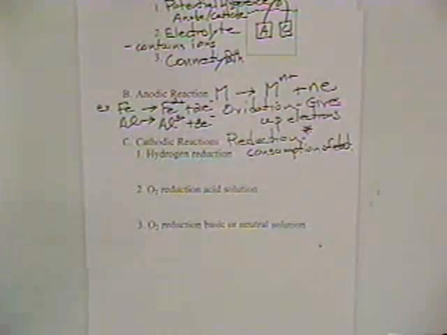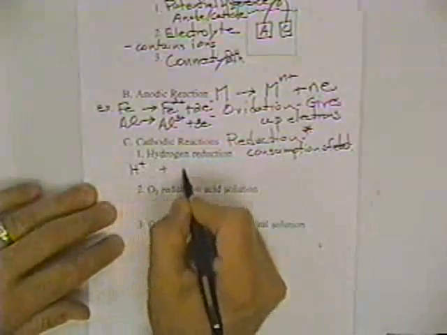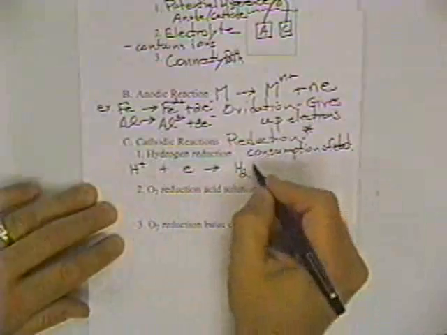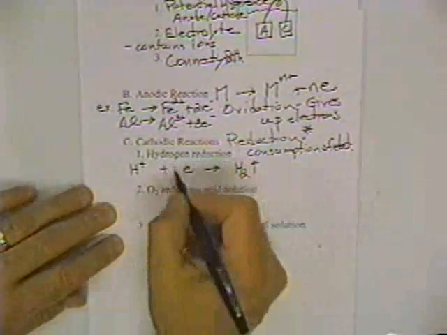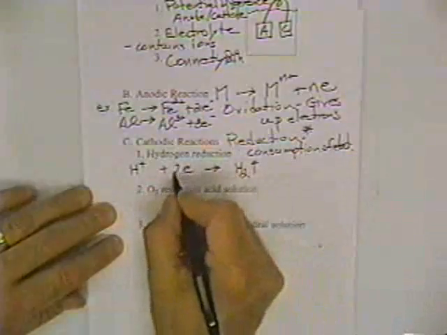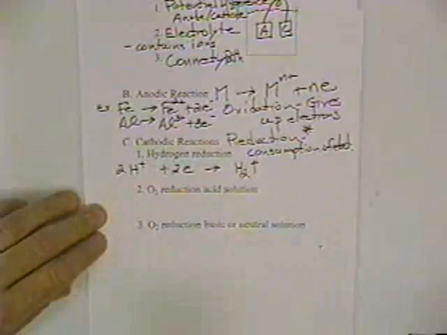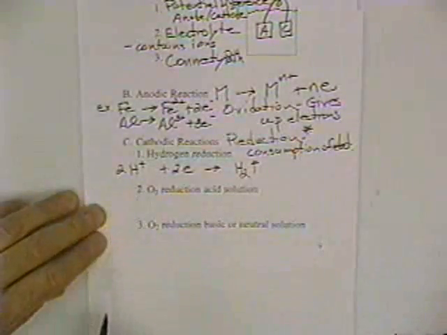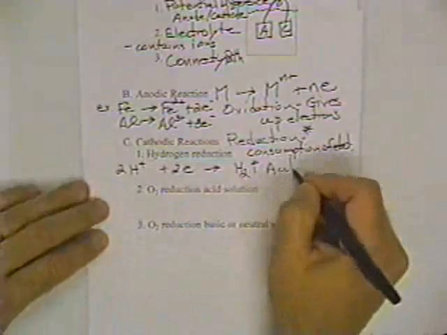The first reaction is hydrogen reduction, and if we have H+ plus an electron, that goes to H2. Often you see it with a little arrow indicating that it's going to be a gas. Now, to balance that, we need 2 electrons and 2 hydrogen ions. You can also write that with the hydronium ion, H3O+.